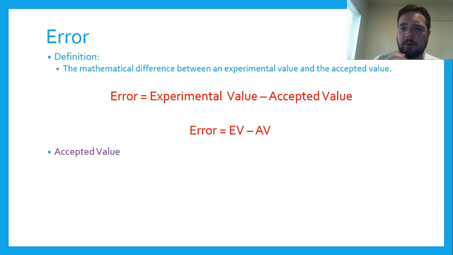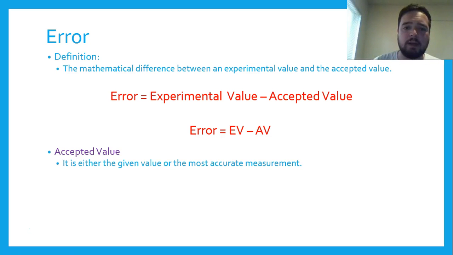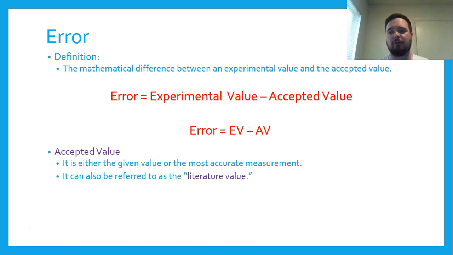So let's dive into what experimental and accepted values are. An accepted value is either the given value or the most accurate measurement. It can also be referred to as the literature value. So when I'm reading a paper as a scientist, there should be a value if I'm wanting to duplicate the experiment of something I'm trying to get to. That is the given or literature value, the accepted value.